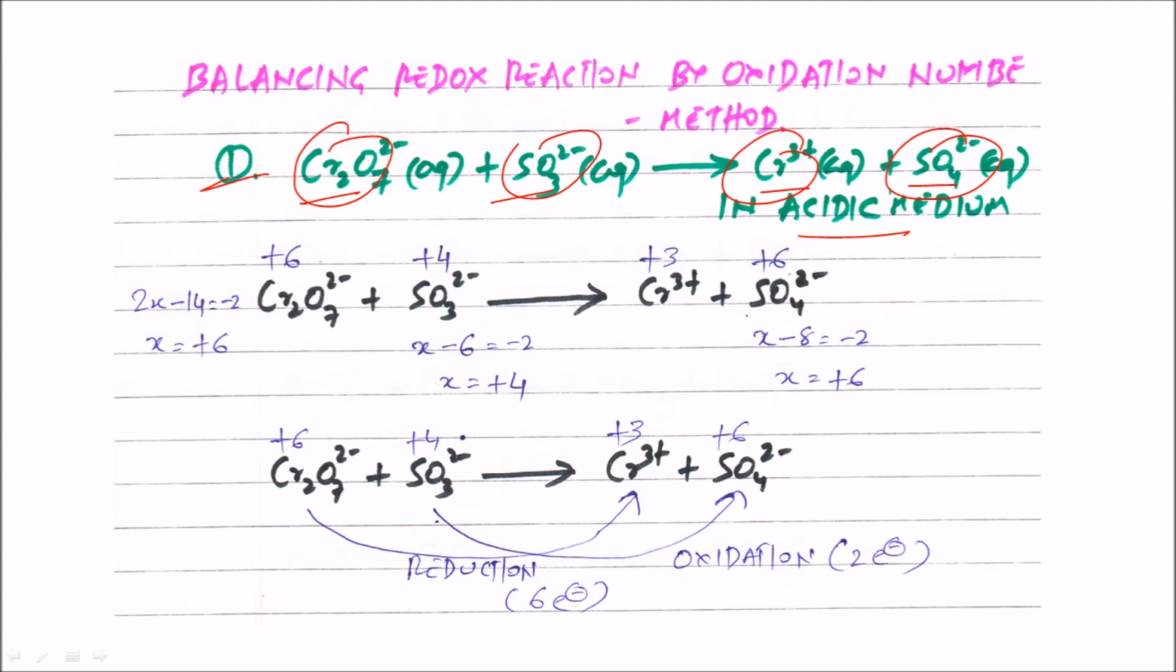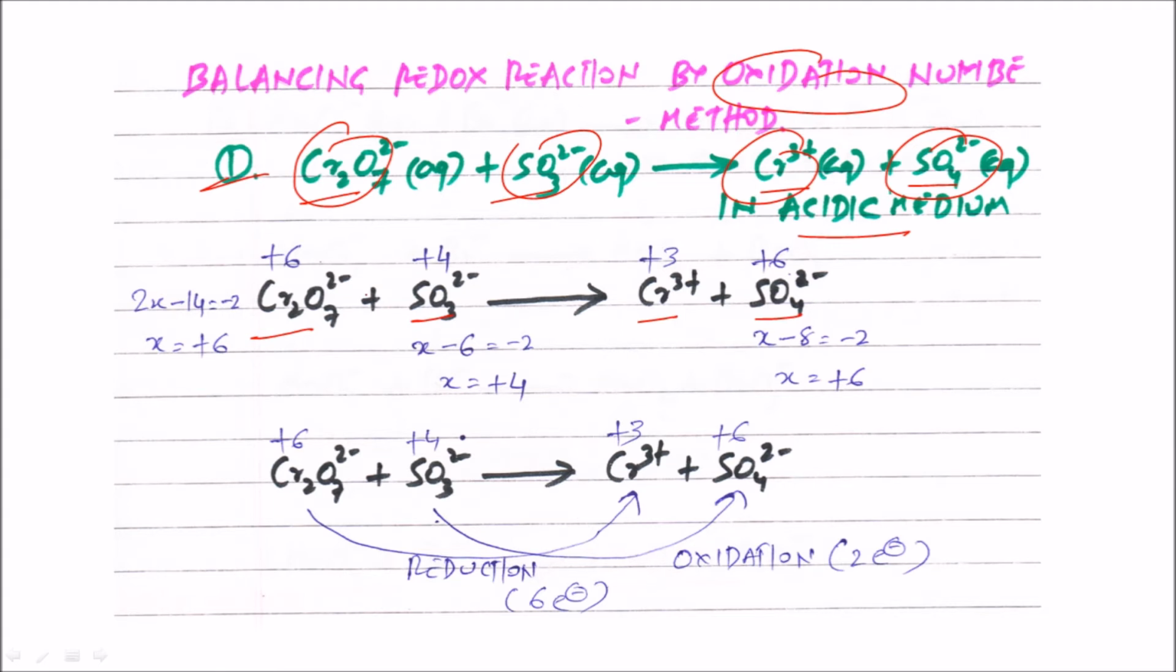Okay, we can go for the steps involved here. So the first step is we need to write the skeletal equation. You can start with Cr2O7 2- dichromate ion plus SO3 2- gives Cr3+ and SO4 2-. Okay, the next step, as the name indicates, is the oxidation number method. So after writing the skeletal equation, we need to mention the oxidation numbers of the atoms which are involved in change in oxidation number, right?